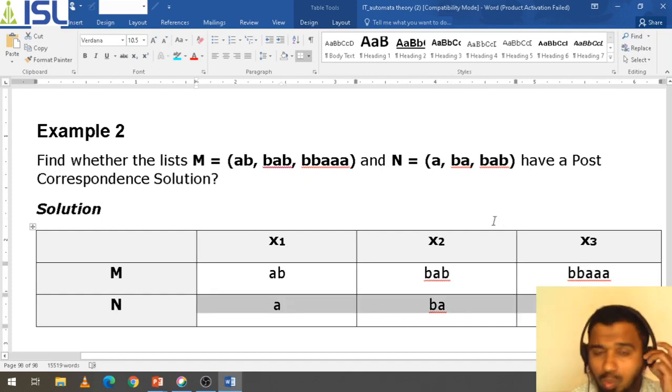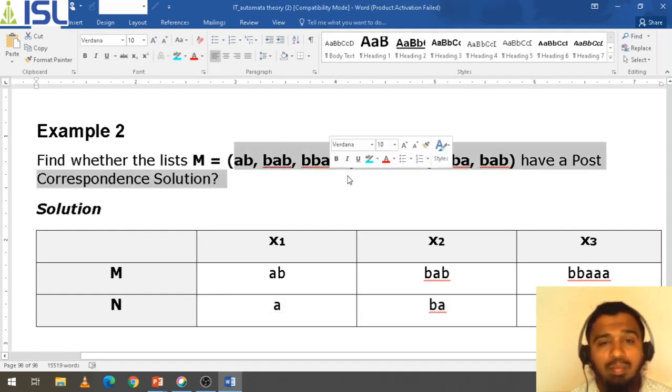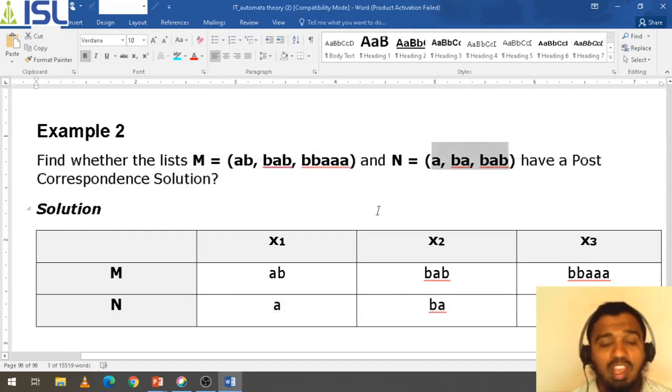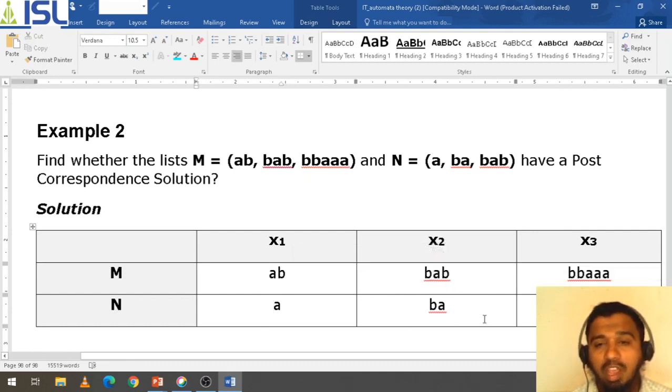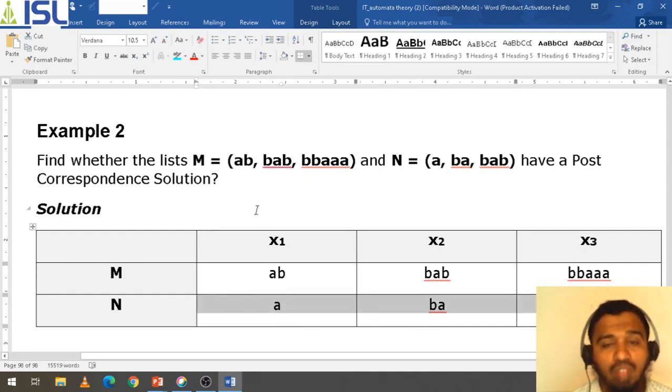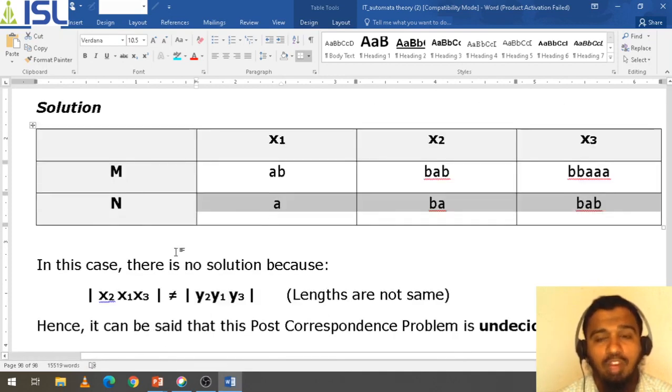But as I told you in the above example, M and N should be equal in length. See how many are there? 1 2 3 4 5 6 7 8 9 10. In M it is 10. Next, A B A, 1 2 3 4 5 6, only 6. At the top it is 10 and in the bottom we have 6. So while seeing this also, we can say it is not acceptable. But we need to check the case.